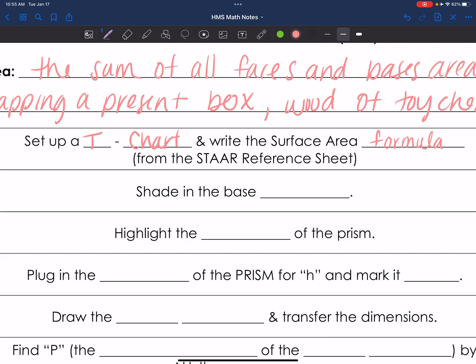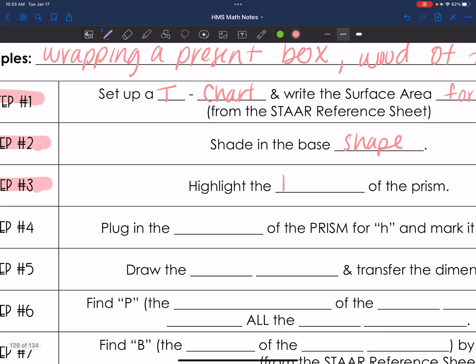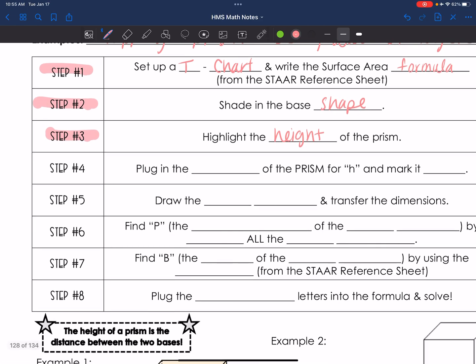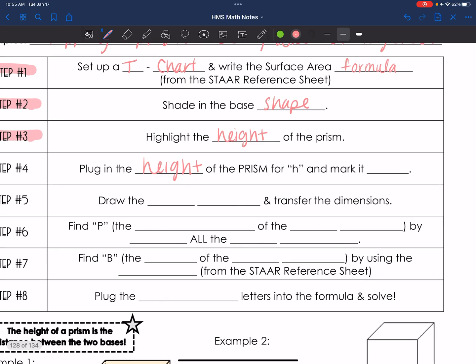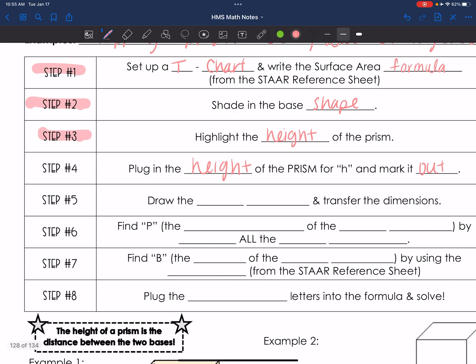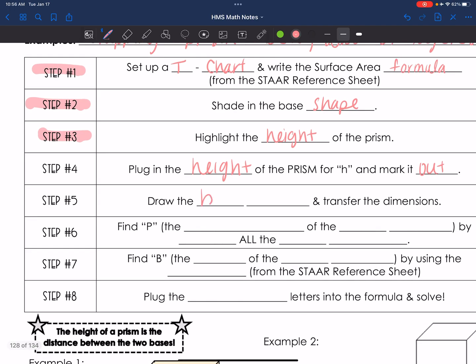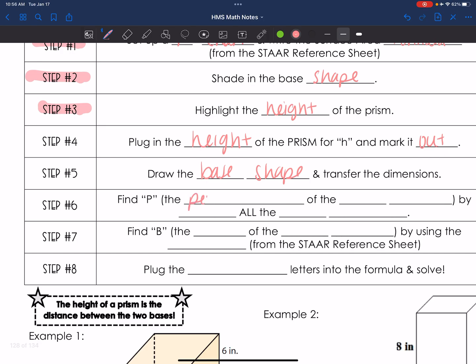Step 2, shade in the base shape. Again, for rectangular prisms, it's just going to be what it's sitting on. Step 3, highlight the height, which we discussed is the distance between the 2 bases. After that, steps 4 through 8 are going to be simple. Step 4, plug in the height, and mark it out, just so we don't try to use it again. Step 5, draw the base shape and copy down its dimensions. Transfer the dimensions.